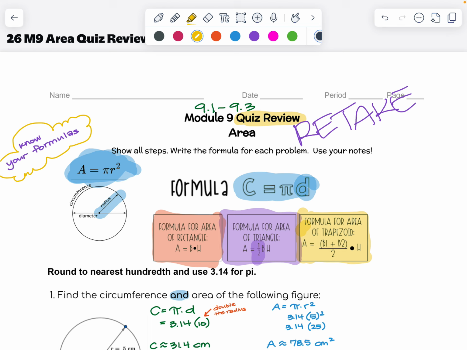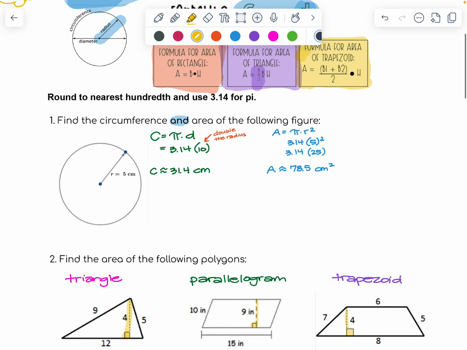So if you need to make some little note cards to practice those and get those down, do it. That's what it takes. So number 1, we're going to find the circumference and area. Look, here it is. Circumference is pi times diameter. That's double the radius. See my note right there? So instead of 5, it's a 10.